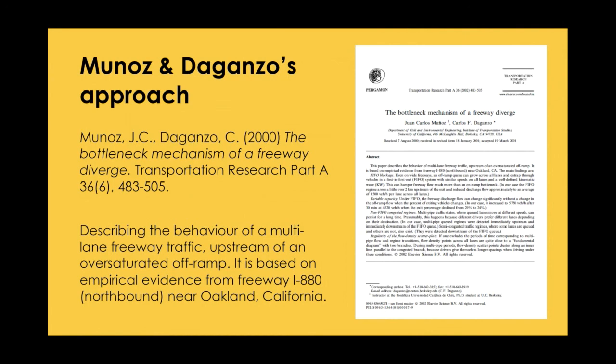Again, it's by some of our colleagues at UC Berkeley, Carlos Munoz and Carlos Daganzo, and the paper describes the behavior of multi-lane freeway traffic upstream of an oversaturated off-ramp. This is exactly related to the case that I told you about, where we have a main line and an off-ramp, and the off-ramp capacity is small because of a traffic light or whatever, so the traffic spills back into the main line, and it really disrupts the mainstream traffic on the freeway.